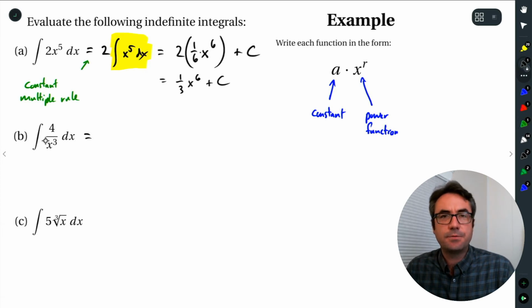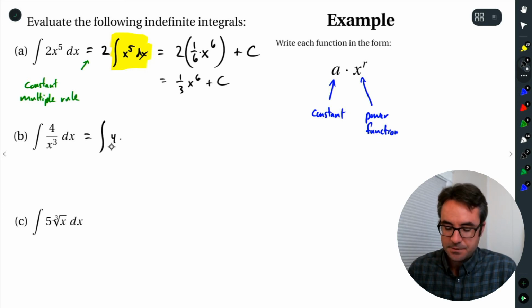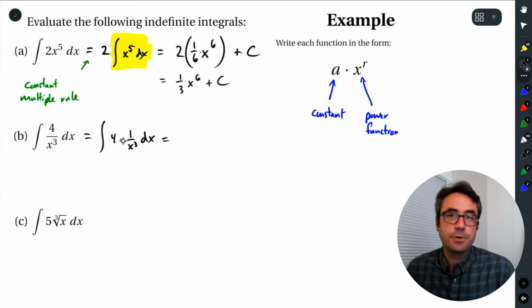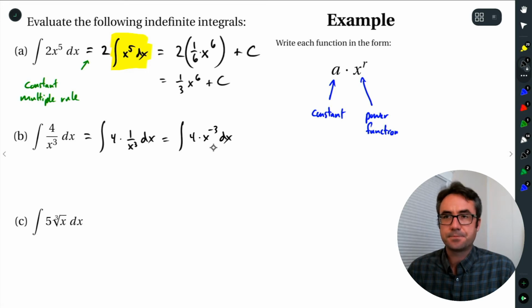All right, so let's try 4 over x cubed. Let's get the antiderivative of that. And so when we have a fraction, variable term in the denominator, again, we want to try to rewrite this in this form, constant times a power function. So to start this off, I would rewrite this as 4 times 1 over x cubed. And then that 1 over x cubed, it's a fraction, so use a negative exponent. So I'd have 4 times x raised to the negative 3.